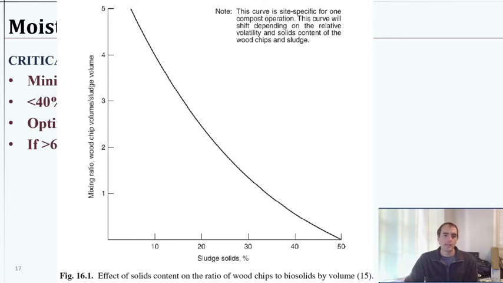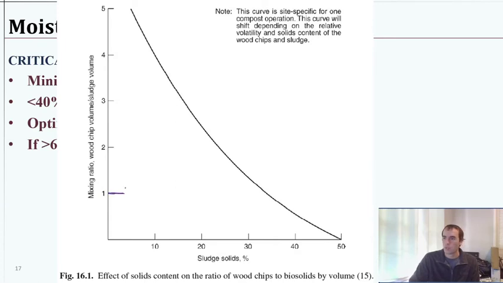We could take a look at how much mixing in wood chips. Here's a graph showing the effect of solids content on the ratio of wood chips to biosolids by volume. So maybe you want to know how much wood chips you need to add as a ratio. You know, 1-to-1 would be here.